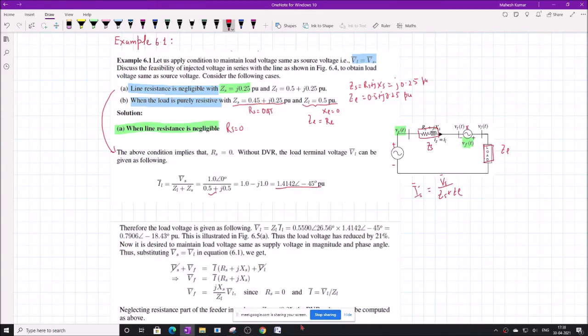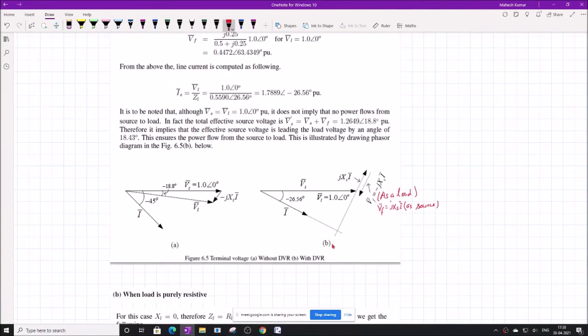And as a result of that, what will be BL? BL will be Bs minus IS Zs. You can find out that. So BL comes out to be 0.7906 angle of minus 18.43 degrees per unit. You can see this in the diagram here, this diagram.